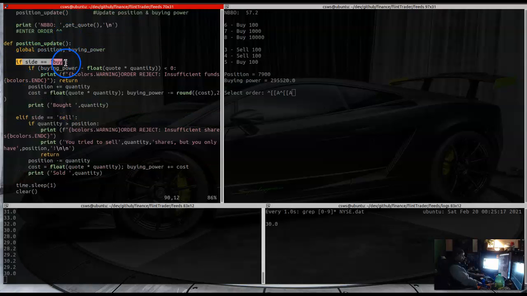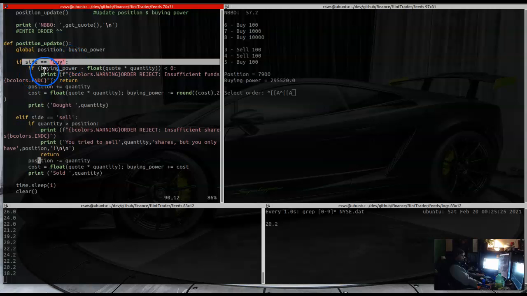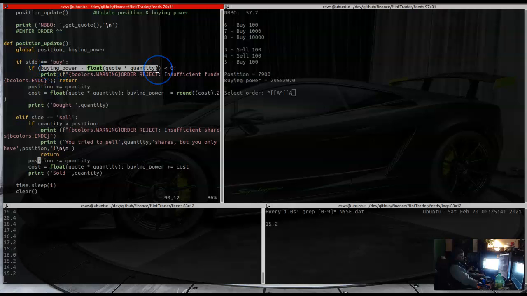So basically we have if side buy, if side sell. If you're trying to buy, I make sure that your buying power minus your cost is not less than 0, right? Buying power is the amount of money you have. So if we take the amount of money you have and subtract from that quote times quantity, that's going to give you cost, right? The price of the share of the stock times the quantity. So if it's $10 per share, 100 shares, 10 times 100, right?